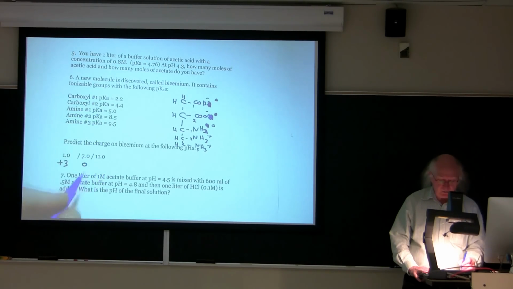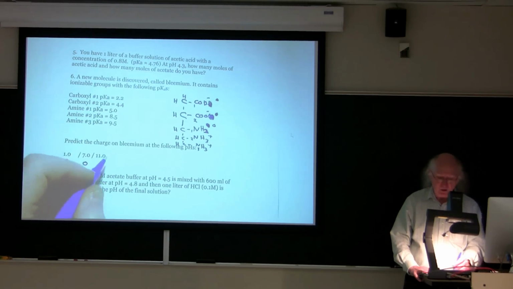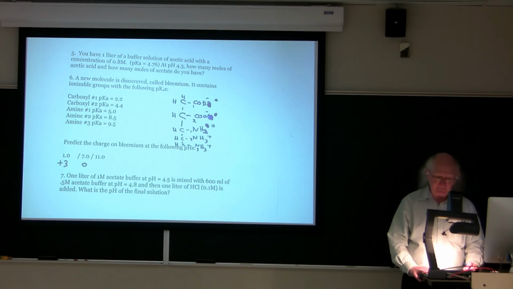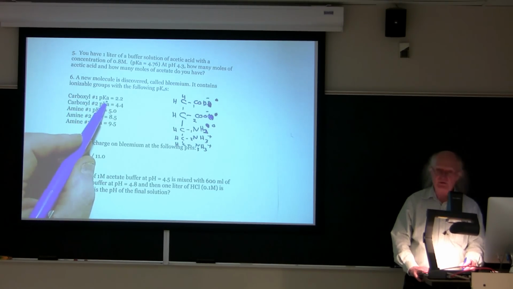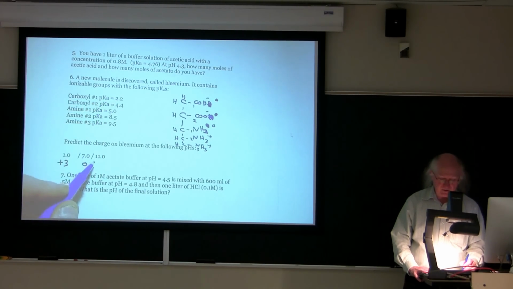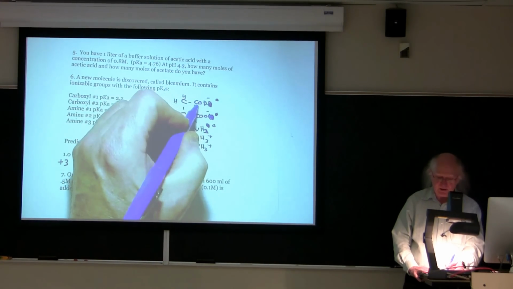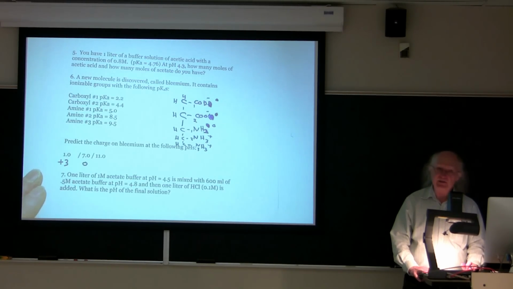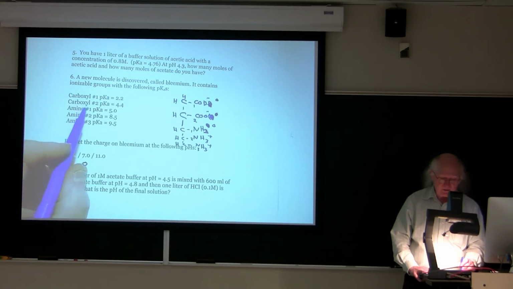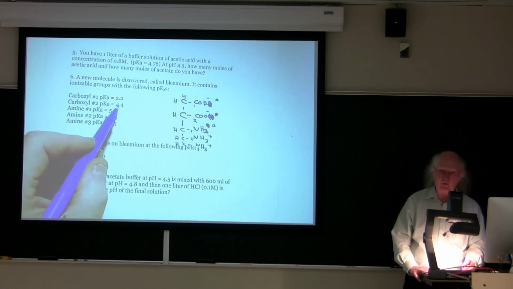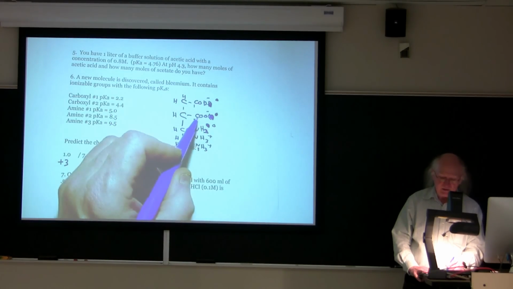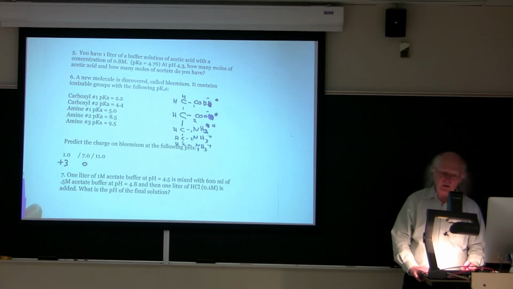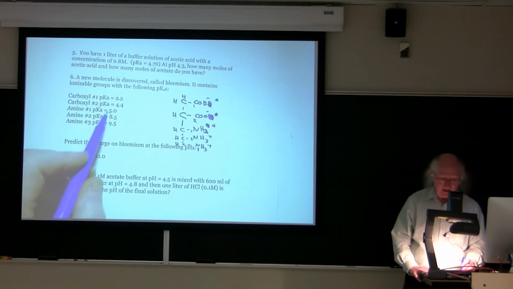If we now examine this molecule at a pH of 11, we can see that the charge changes again. So let's start at the top with the carboxyl number 1. 11 is more than 1 pH unit above the pKa value, so that proton is off. So we have a COO minus. Carboxyl number 2, pH is more than 1 unit above the pKa value. We see that the proton is off, and we have a minus charge.